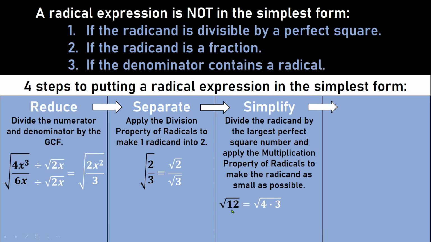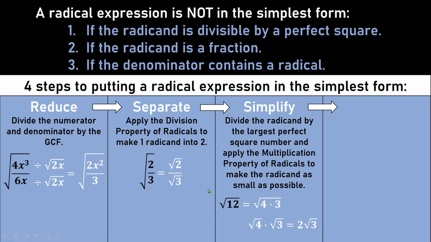So the square root of 12 is the same thing as the square root of 4 times the square root of 3. And the multiplication property of radicals says that you can multiply the numbers, then take the square root, or you can take the square root of each number separately and then multiply them, and you'll get the same answer. So once we take the square root of 4 times 3 and we make it into the square root of 4 times the square root of 3, we know that this perfect square, the square root of 4, actually has a value of 2.